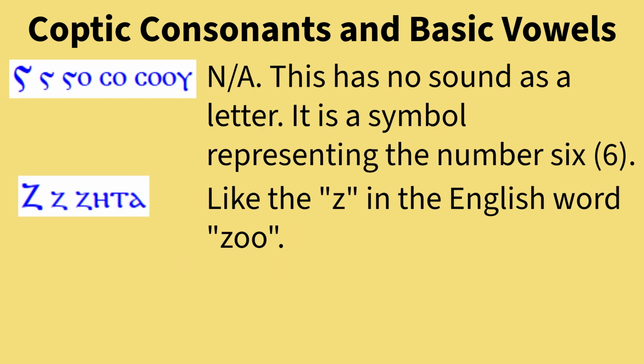We now move on to the sixth letter of the Coptic alphabet. As you can see, I have written non-applicable here, as this letter has no sound as a letter. It is a symbol representing the number 6 in Coptic, which in its masculine form is pronounced so, as spelt here, or so in its feminine form. We then have the letter zada, which is like the Z in the English word zoo, z.